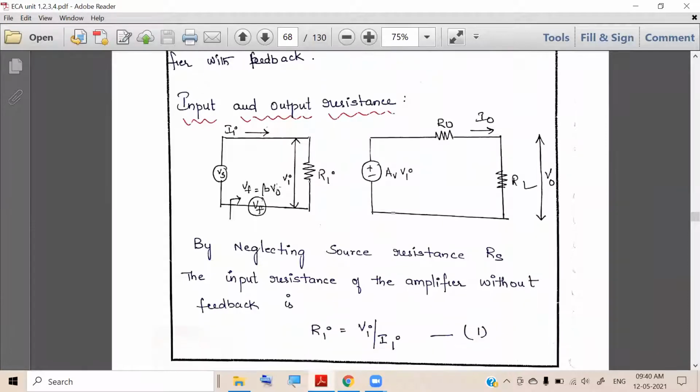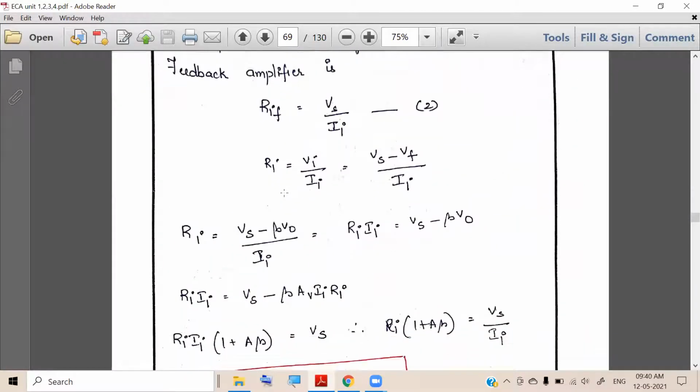So in place of V naught, we can write A_V I_i R_i. In this relation, R_i as it is, V_s as it is, minus beta as it is. In place of V naught, we are writing A_V I_i R_i. Right?